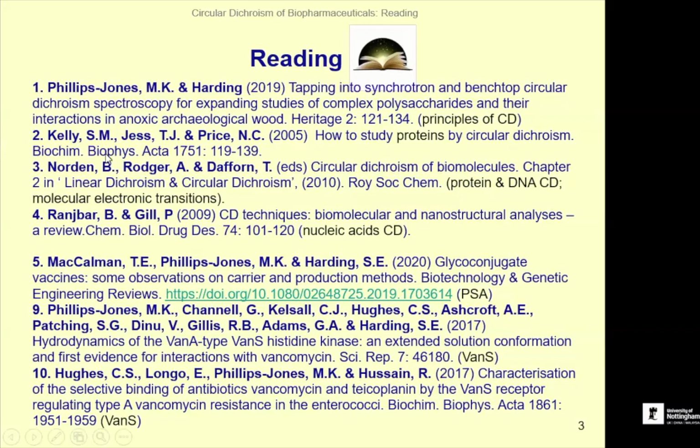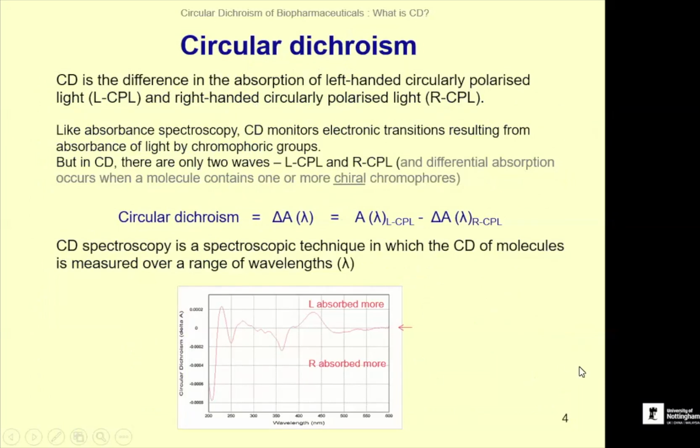But also Kelly et al. do a really good, it's a bit old now, but it's a really good review on CD as well. So the principles are covered there, and then specific biological molecules. And then the final 3 are references to do with the 3 examples that I mentioned I was going to talk about, which you can consult as well. Okay, so that's the reading.